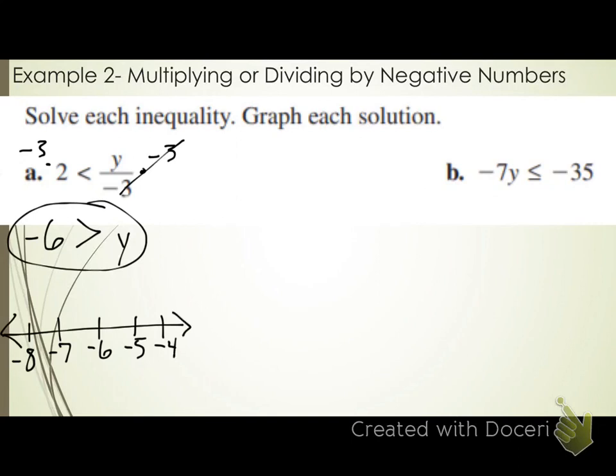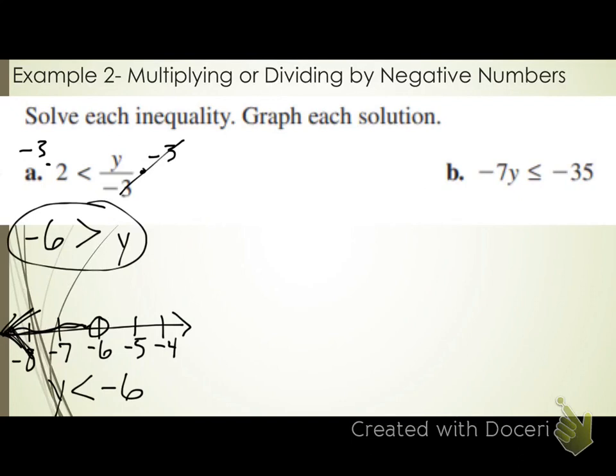Open or closed circle on negative 6? Open. Shading which way? To the left. Like I always say, if you need to, put the variable on the left so you can follow that rule of whichever way the arrow is shading, or whichever way the arrow is pointing.